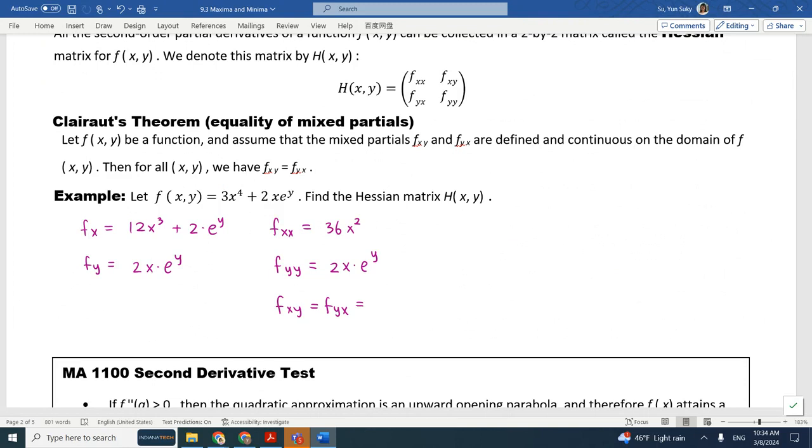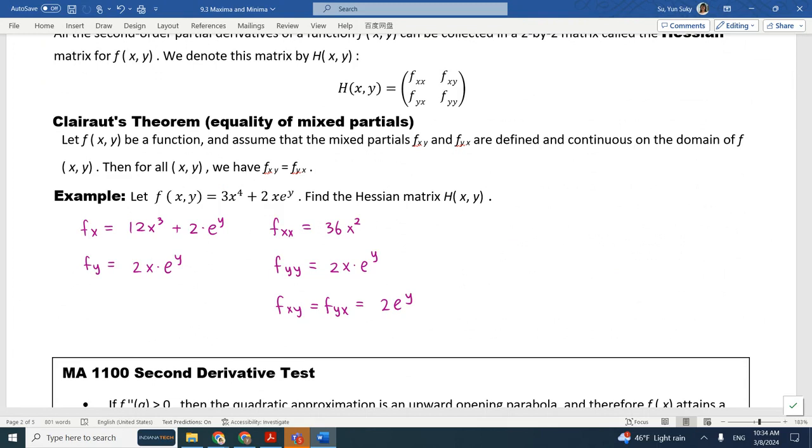We take the derivative of this with respect to y. What's the derivative of the first term with respect to y? So x is like a constant. What's the derivative of a constant? 0, yes. And the derivative of 2e to the y is, yes, 2e to the y. Is that okay, everybody? So this is one way to compute it. The second way is you look at fy and take the derivative with respect to x. Do you see, with respect to x, the derivative of x is 1? So you also get 2e to the y.